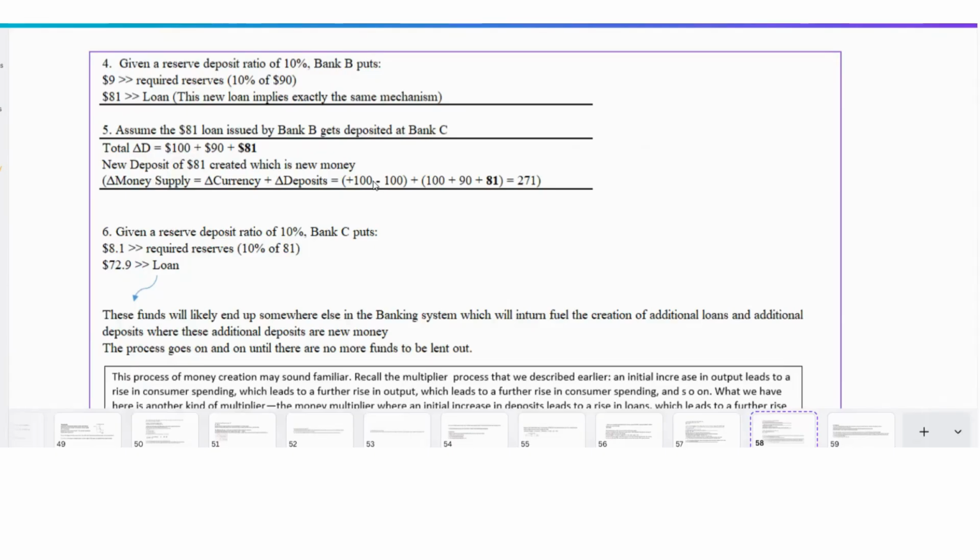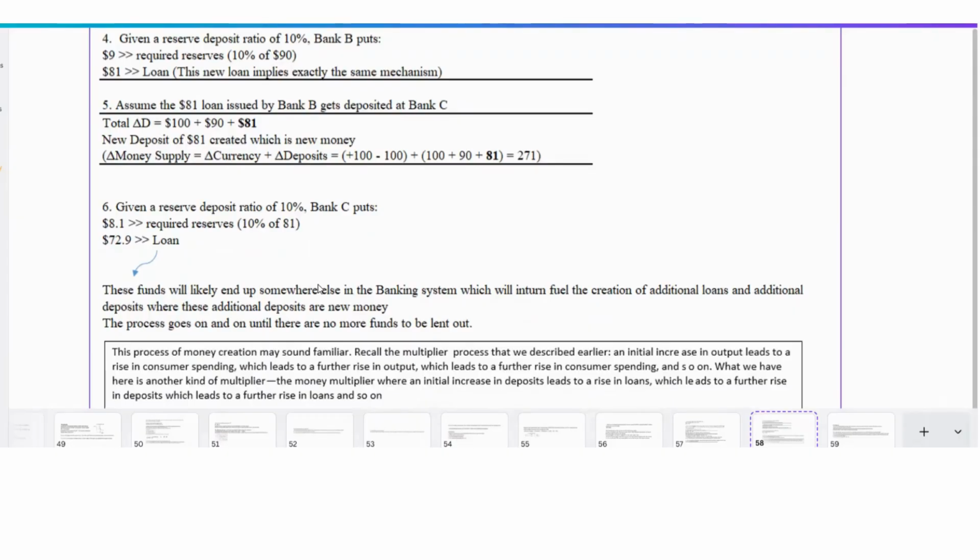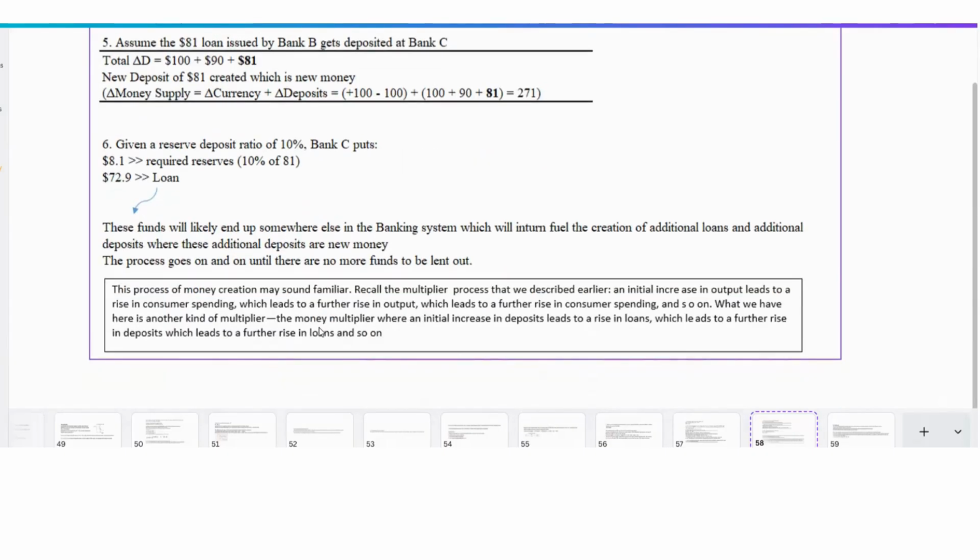So now the total change in money supply is what? Initially the $100 the central bank created, plus the $90 deposits created by Bank A, plus the $81 deposits created by Bank B. Now, given a reserve deposit ratio of 10%, Bank C is going to put 10% of 81 as reserves and loan out the remaining. So this loan will also end up somewhere else in the banking system, which will in turn fuel the creation of additional loans and additional deposits, where these additional deposits are new money. The process goes on and on until there are no more funds to be lent out.